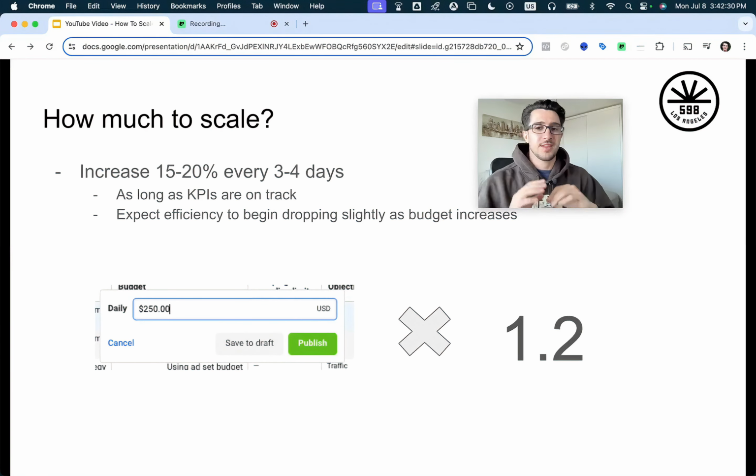So I hope that was helpful. This is very simple and straightforward, but something that if you're doing it incorrectly, you're going to be burning through cash and ultimately scaling an account that is not profitable and has just fake numbers because you're looking at the wrong date range.